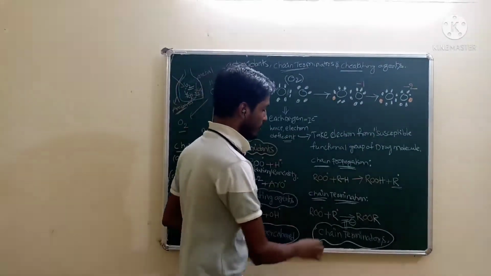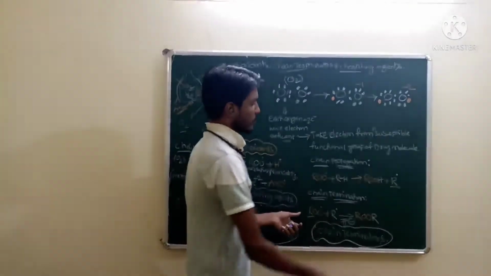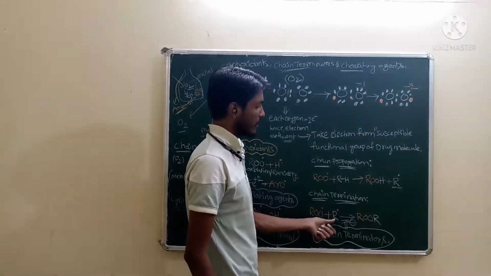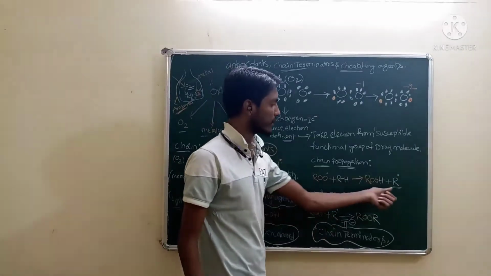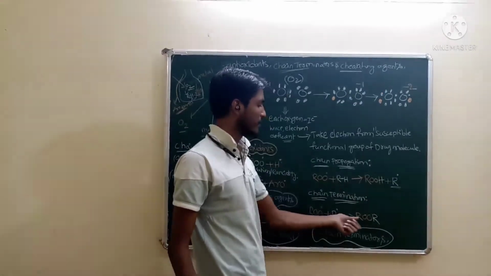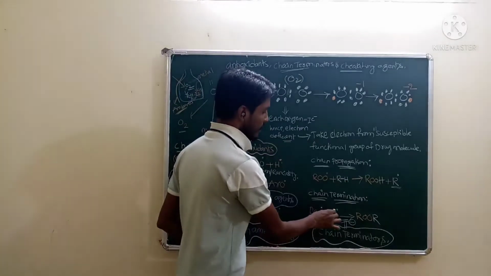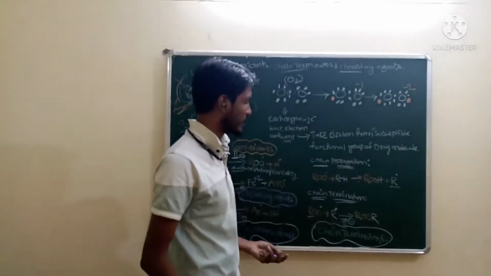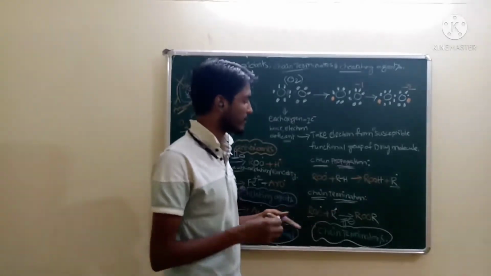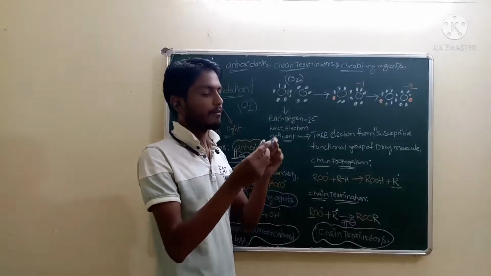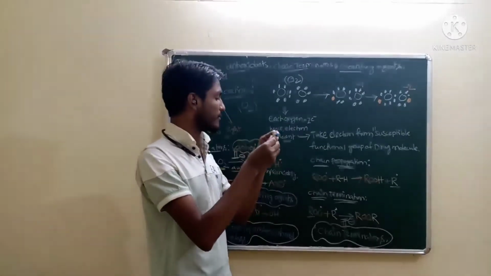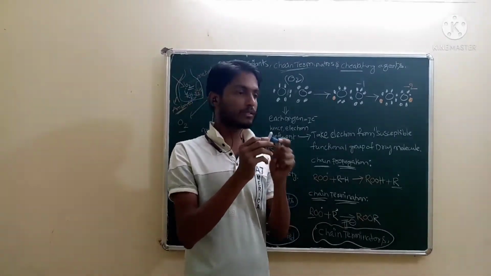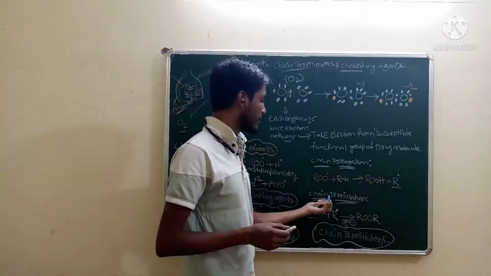Chain termination. See, the chain gets terminated when this free radical and another free radical combine. Here the chain gets terminated. Each has one electron; when the two electrons get paired, it leads to formation of one bond, and thereby the chain gets terminated.